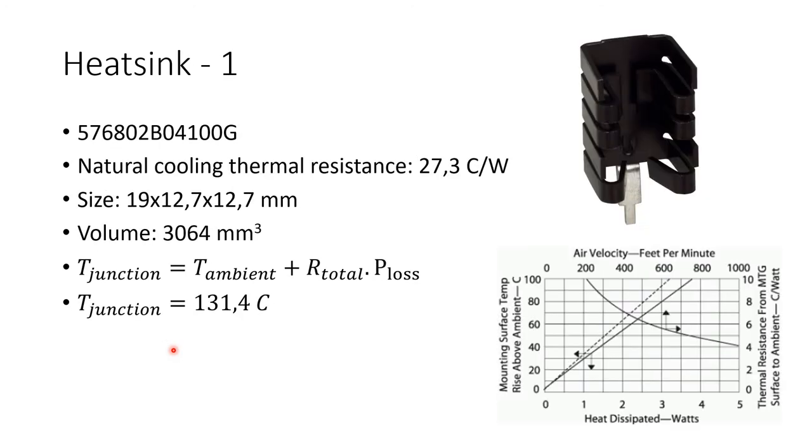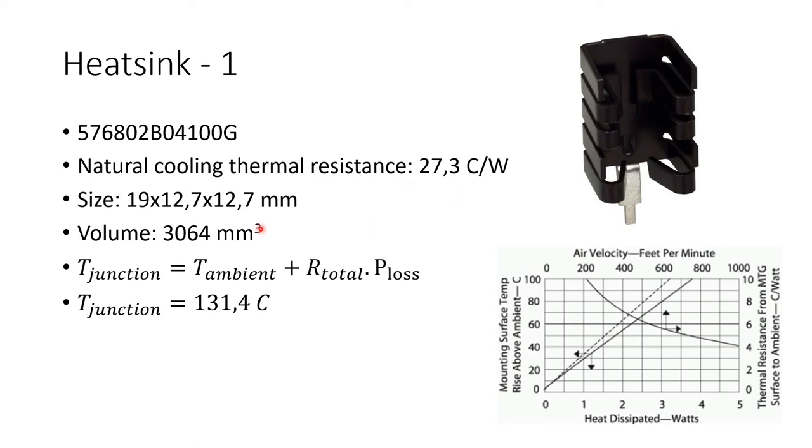I have chosen 3 different heatsinks for this tutorial. The first heatsink can be seen on the upper right hand side. It has a thermal resistance of 27.3 Celsius per watt. Of course, this is for natural cooling, which means that if you don't apply any airflow using fans, then this is the thermal resistance of the heatsink.